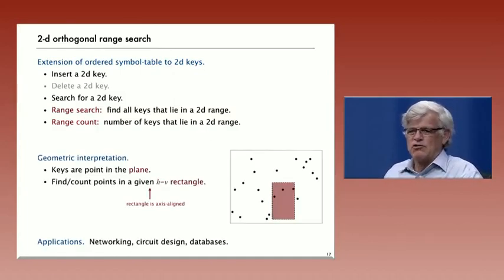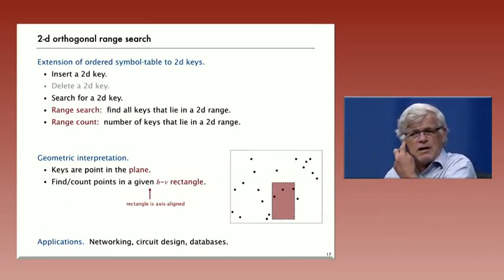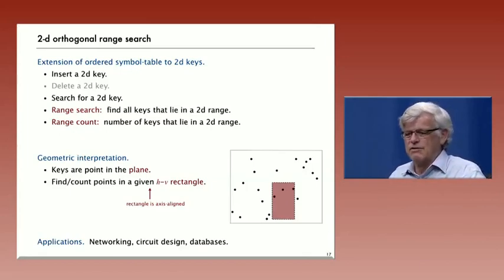or count the number of keys that lie in a two-dimensional range. So again, the geometric interpretation is the keys are points in the plane, and we have a range, a 2D range is a rectangle oriented to align with the horizontal and vertical axes. And we want to be able to find or count the points in a given rectangle. And this one has many, many applications, and we'll talk about some of them later on.